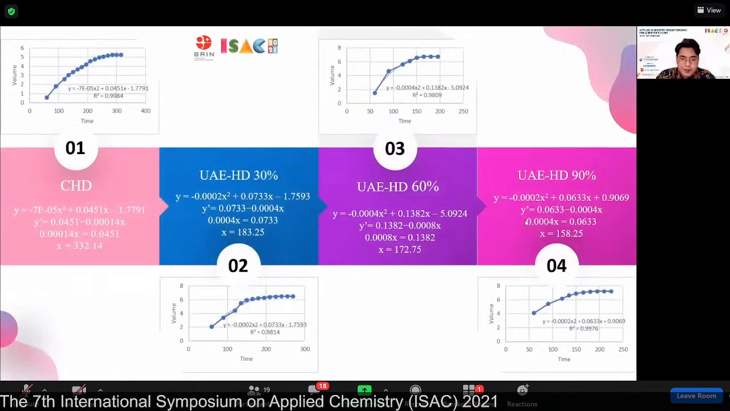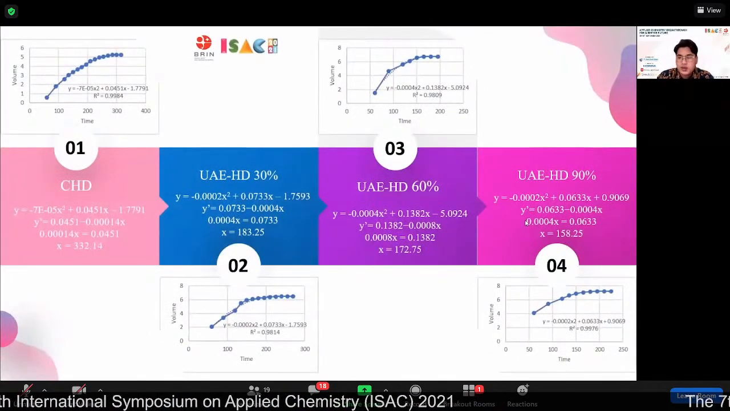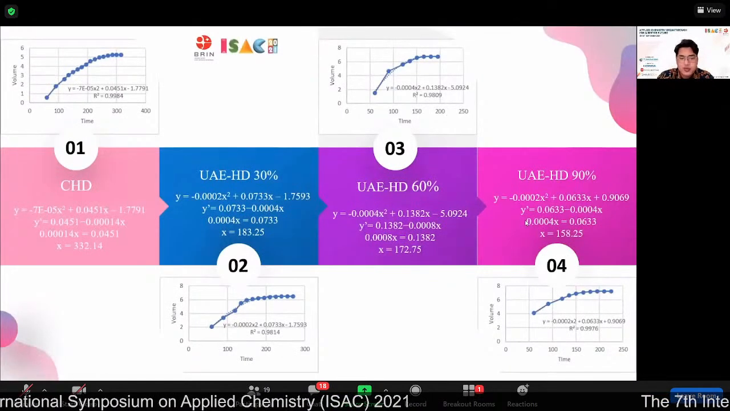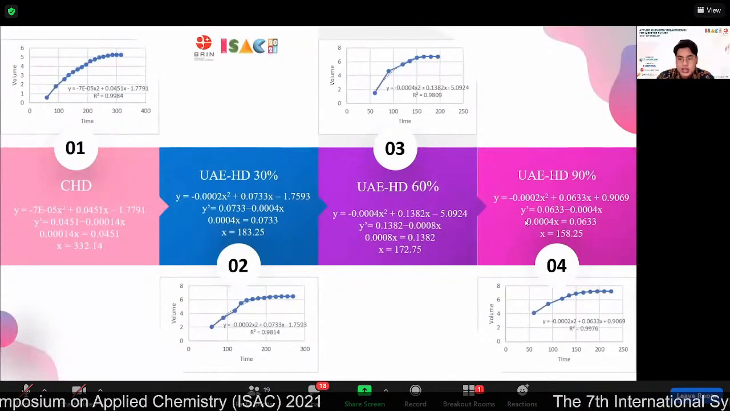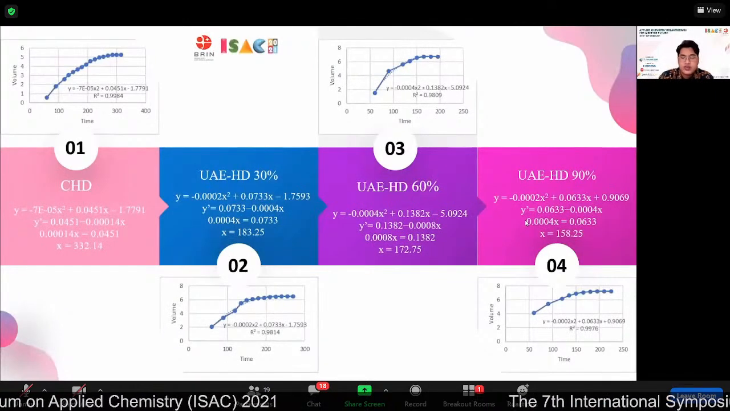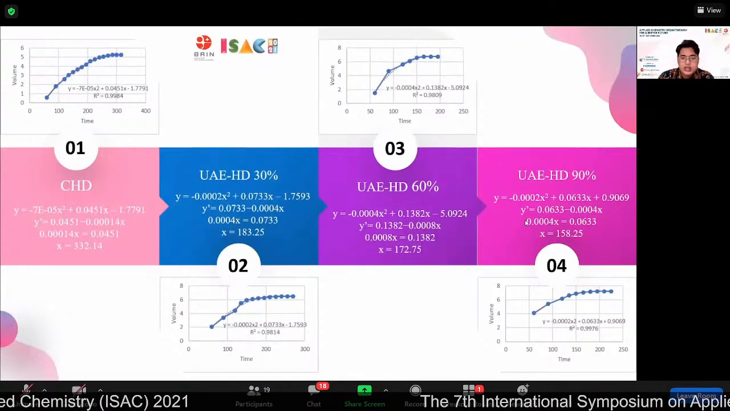We achieve the optimum time based on this trend line, and this trend line curve is an approach to describing the relationship between time and volume using a second-order polynomial equation. The R square, valued at more than 0.98, indicates that this approach can be validated with high precision for approaching data.